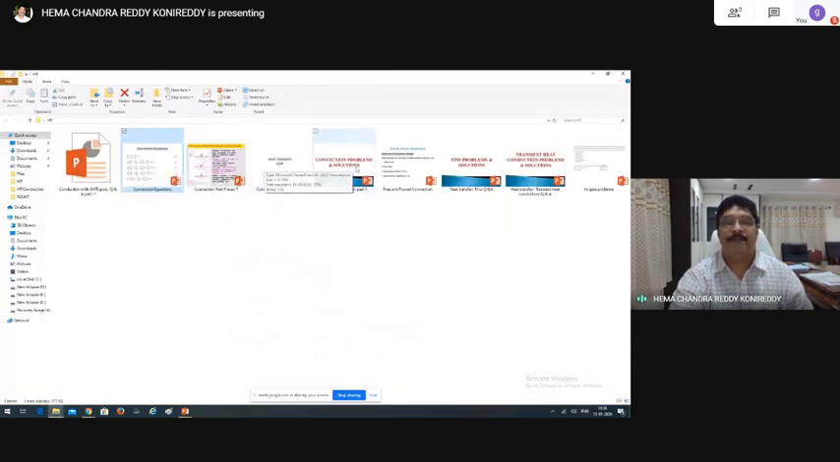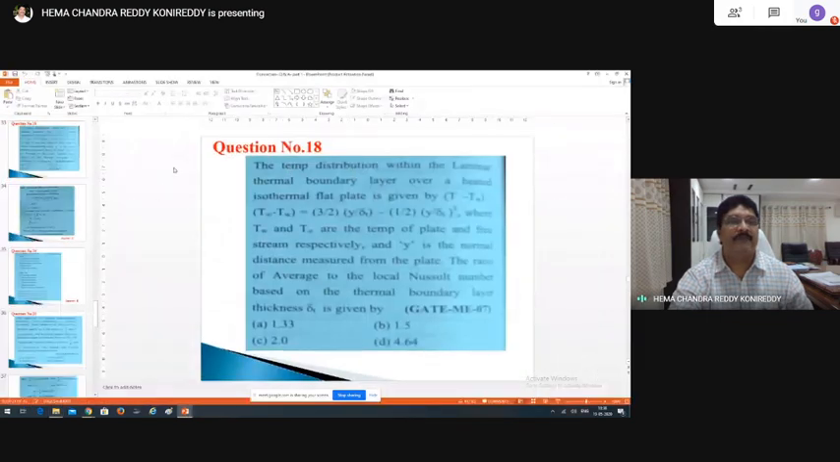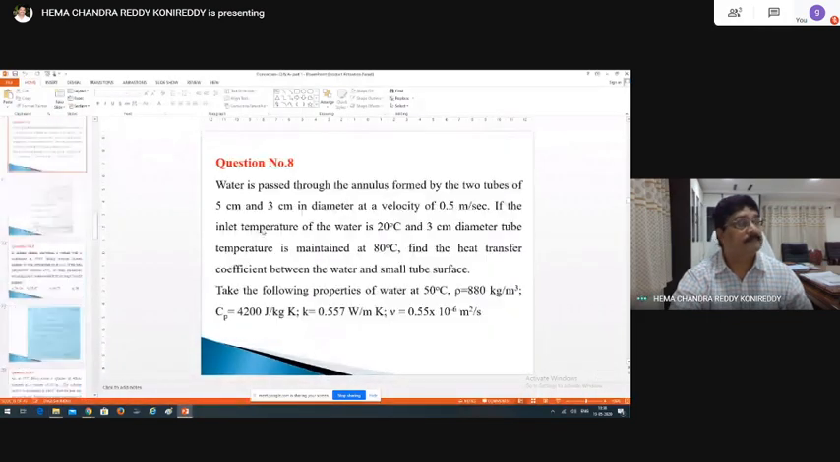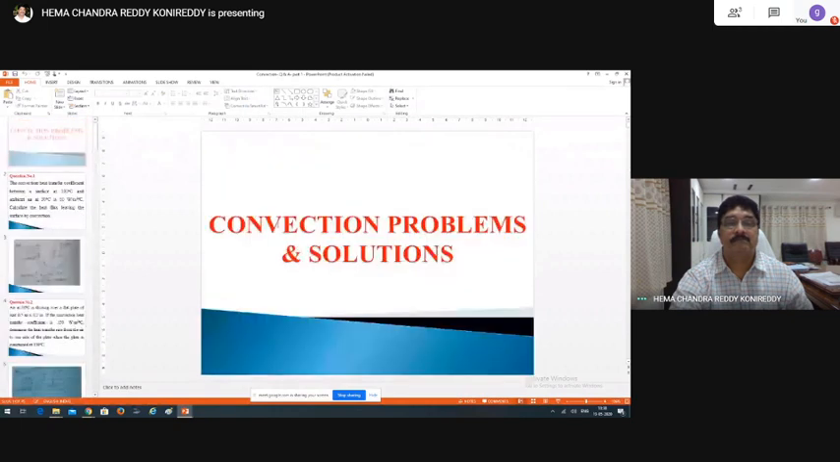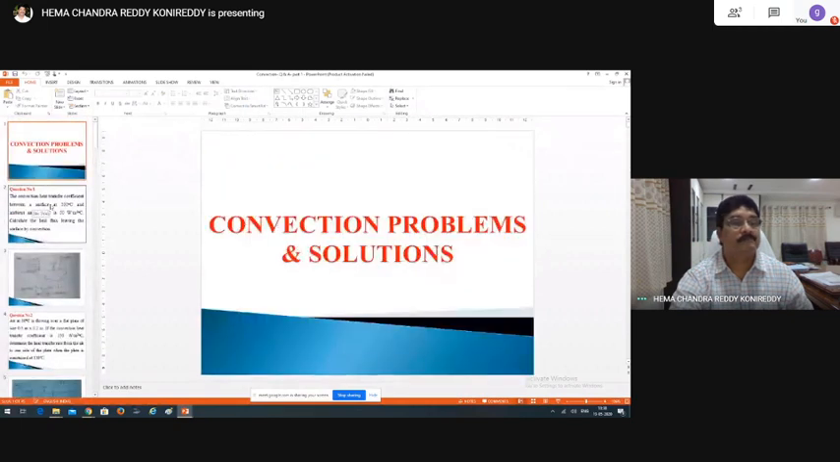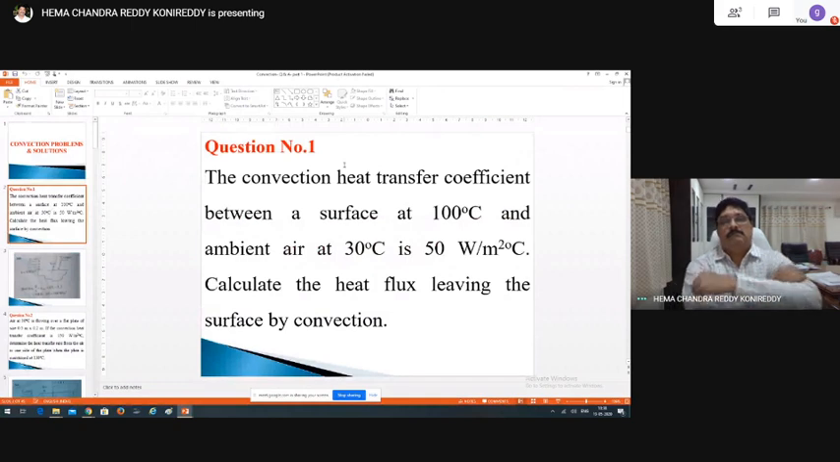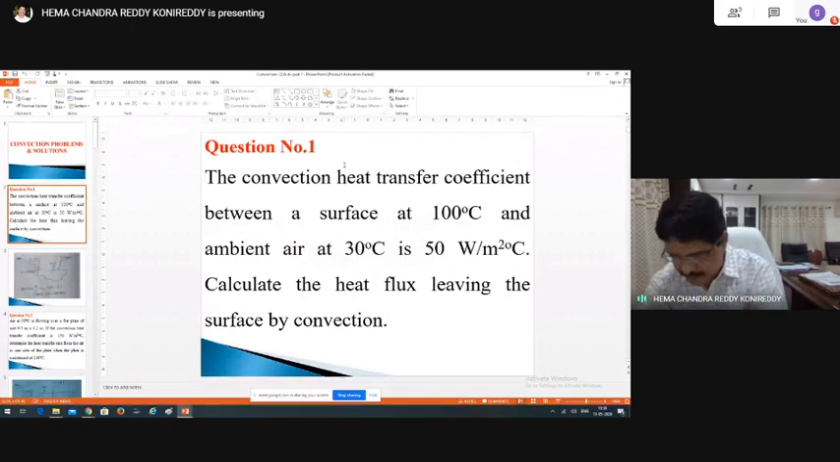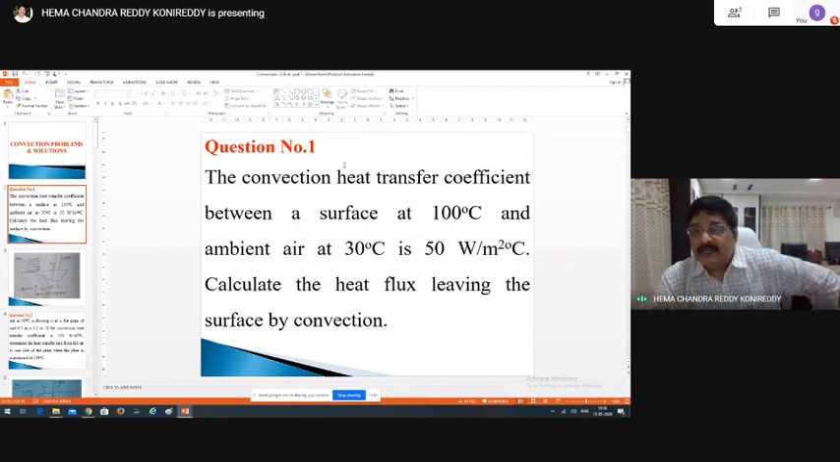Very quickly, can we go through some of the problems? Very quickly, just to make you comfortable solving convection heat transfer problems. The convection heat transfer coefficient between a surface at 100 degrees centigrade and ambient air at 30 degrees centigrade is 50 watts per meter square degree centigrade. Calculate the heat flux leaving the surface by convection.